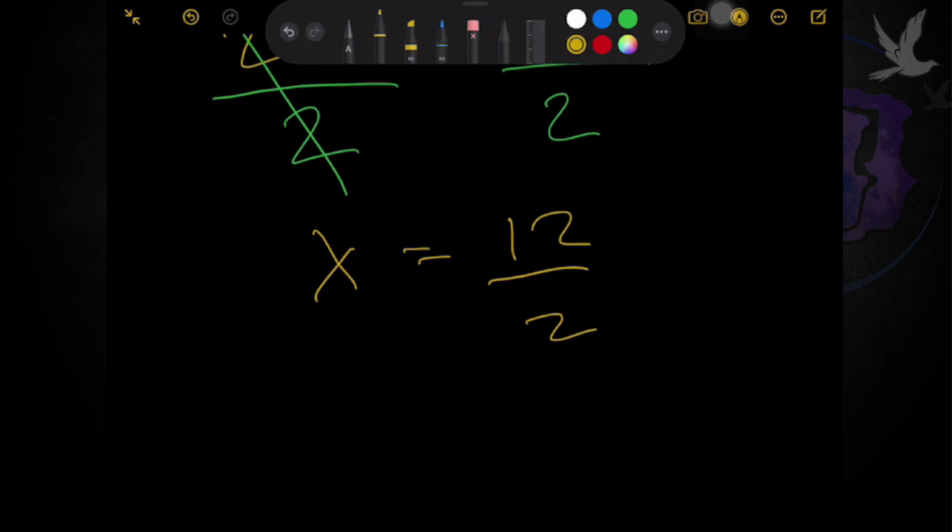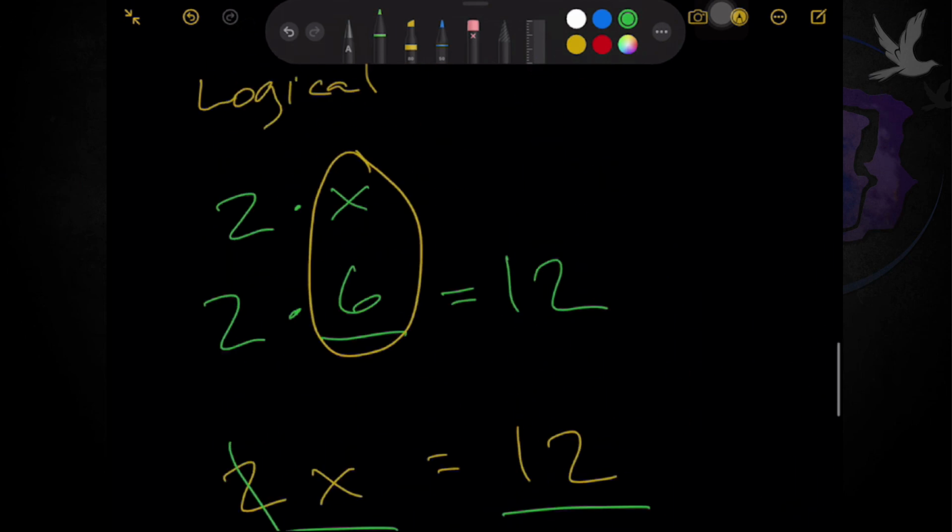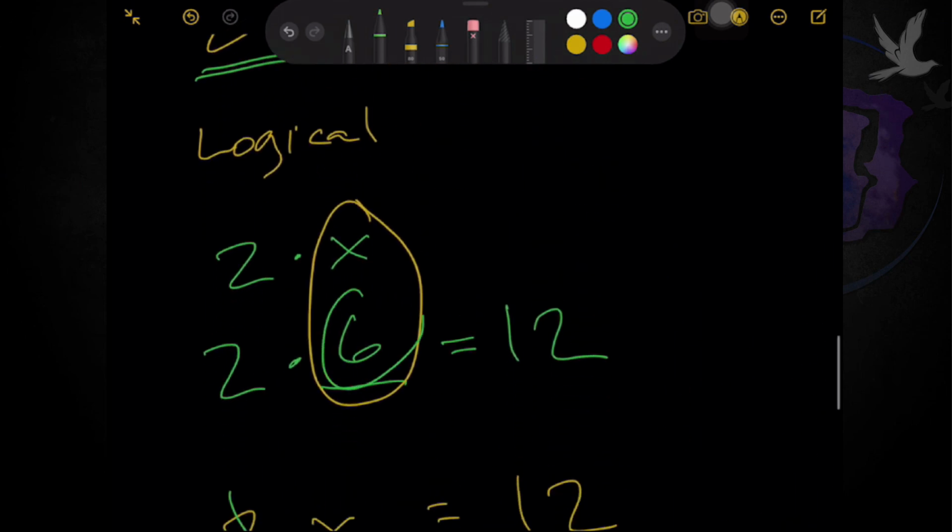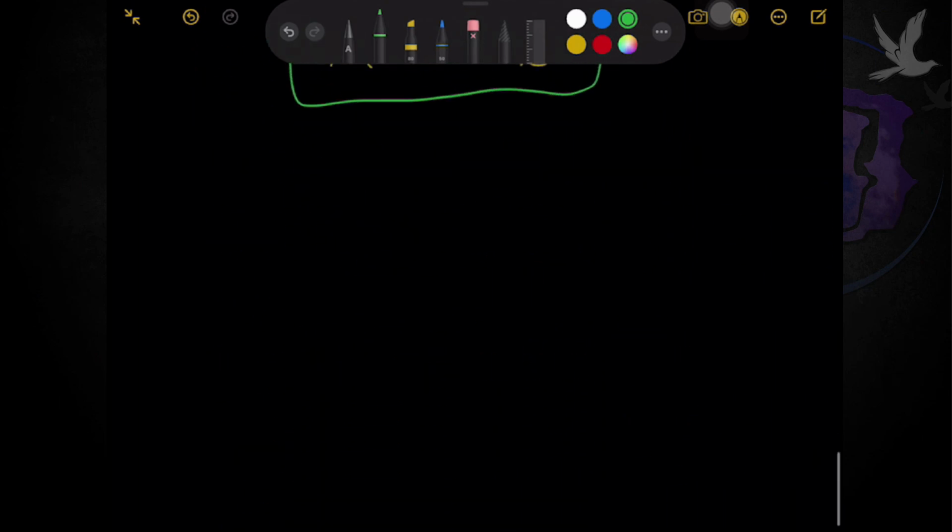And what is 12 over 2? 12 over 2 is also written or can also be written as 12 divided by 2. So 12 divided by 2 is 6. So in this case, our answer is 6. Just like how we did it earlier sa logical process. Correct? Okay, makes sense.